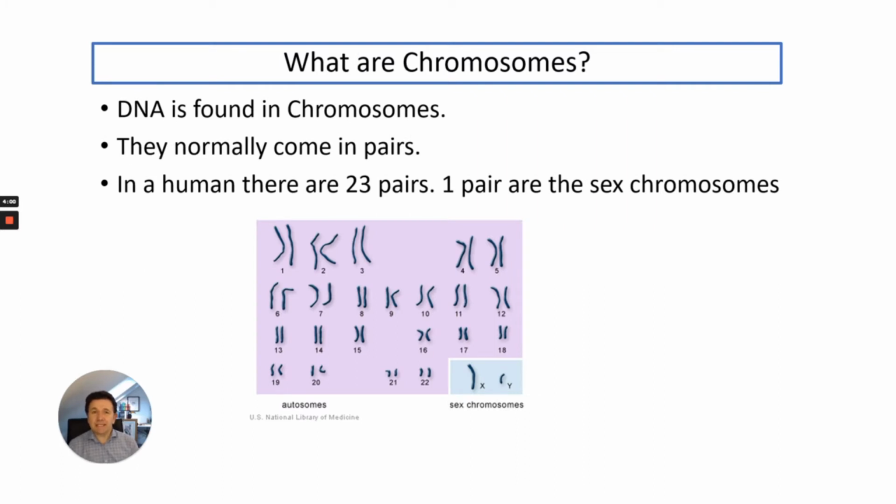DNA is found in chromosomes, and chromosomes come in pairs. In a human there are 23 pairs, one pair of which are the sex chromosomes. So for example, in a male XY and in a female XX.